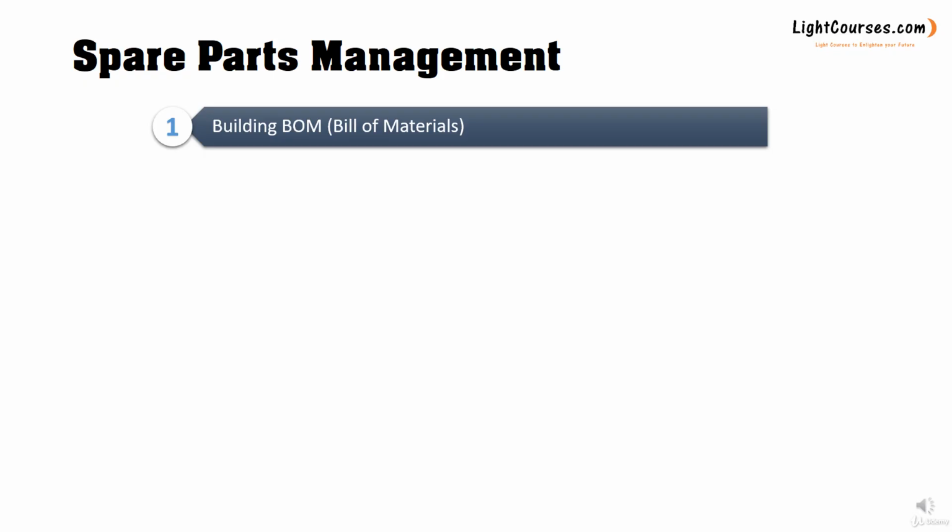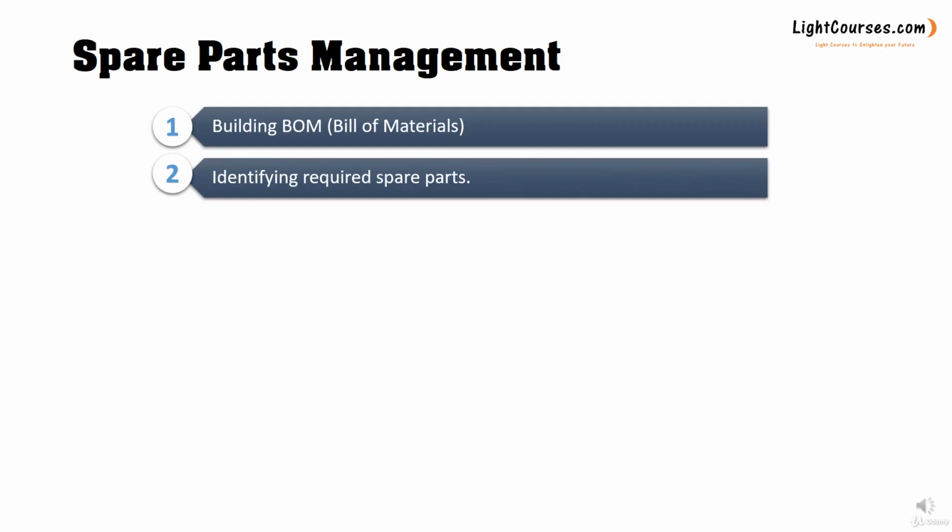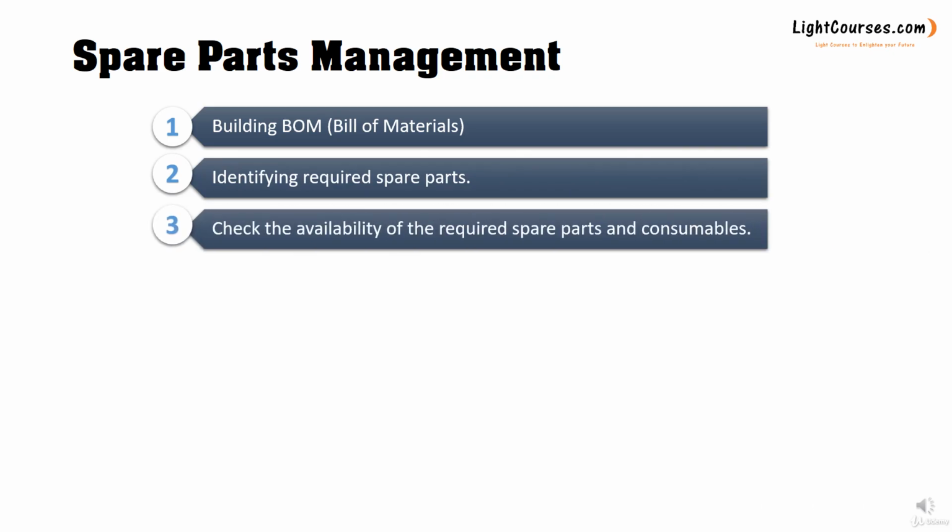And to achieve this difficult task, you should follow up your warehouse and run a frequent report classifying slow-moving versus fast-moving items. The planner then should identify all the required spare parts for all the work orders or the shutdown tasks and activities. After that, he has to check the availability of the required spare parts and consumables.